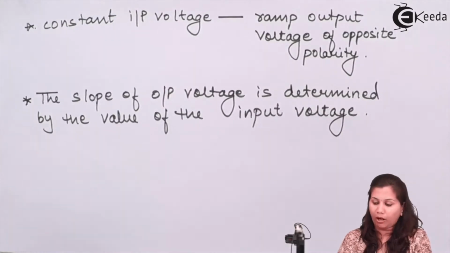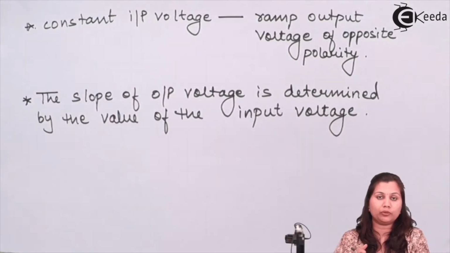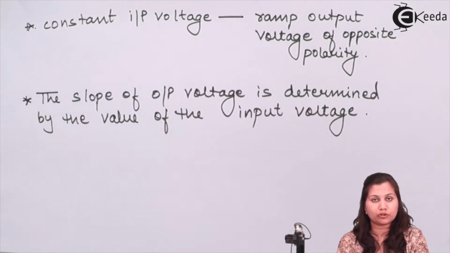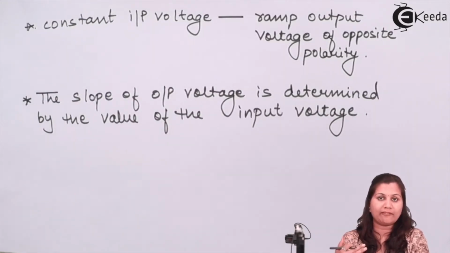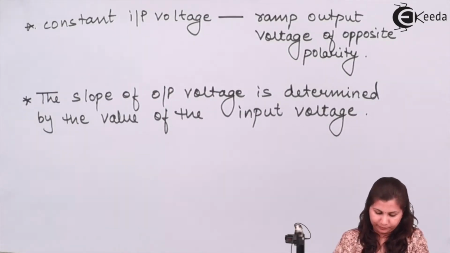Now the slope of the output voltage is determined by the value of the input voltage. If the input voltage is more, then the slope will also be more. If the input voltage has less magnitude, then the slope of the output voltage will also be less. So we can say that the output voltage is changing in proportion to the input voltage.